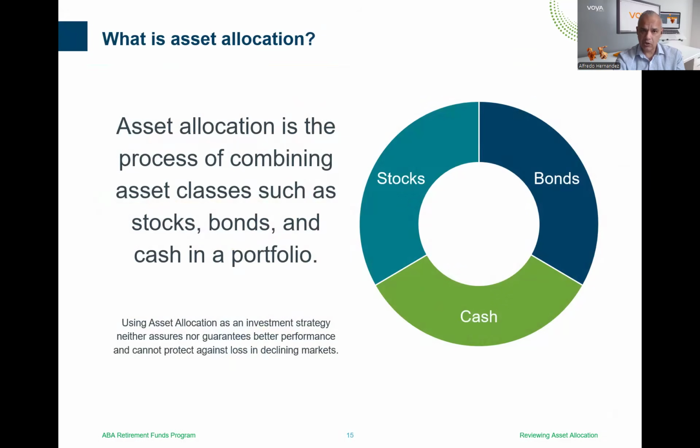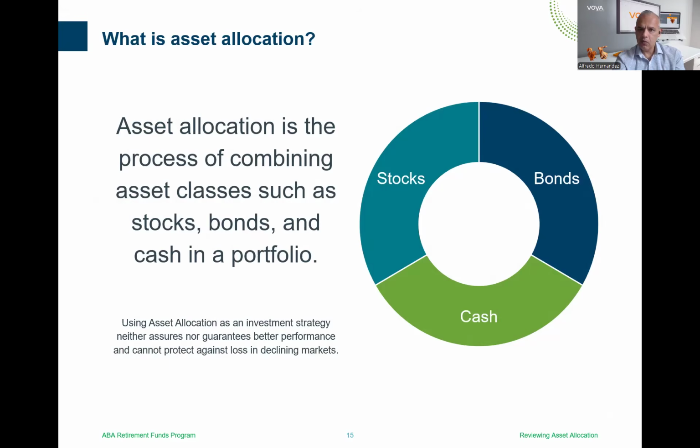Now, asset allocation is the pooling of the various asset classes. In this case, we'll keep it simple, if you will. The three most common: stocks, bonds, cash. Pooling these three asset classes, combining these three asset classes, and creating your portfolio. That is your asset allocation.